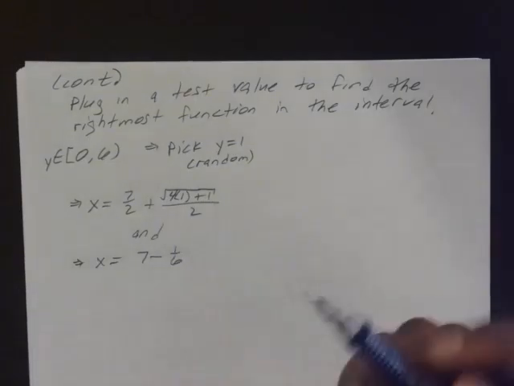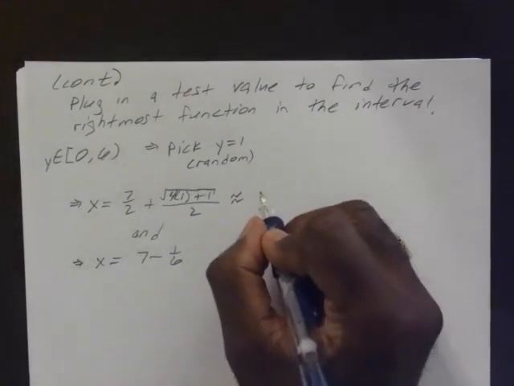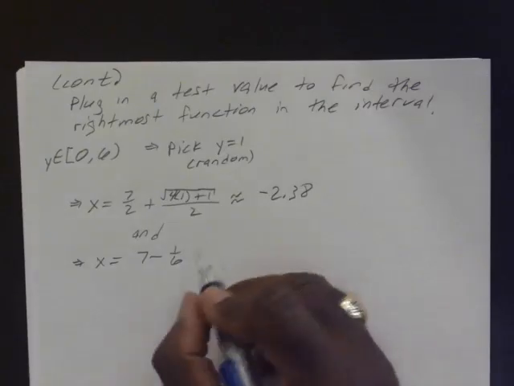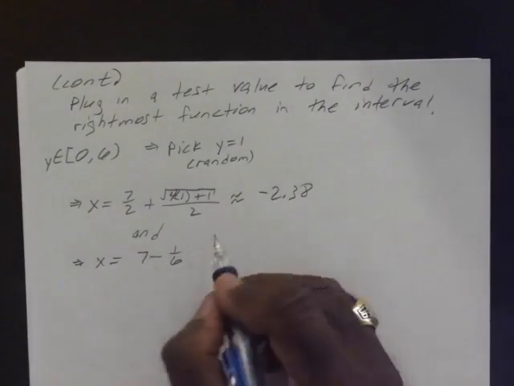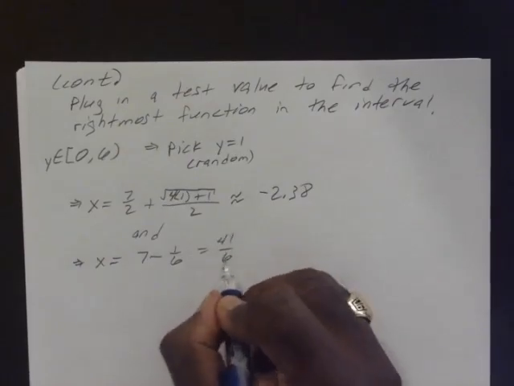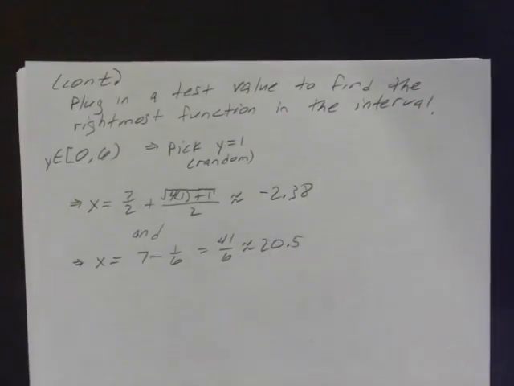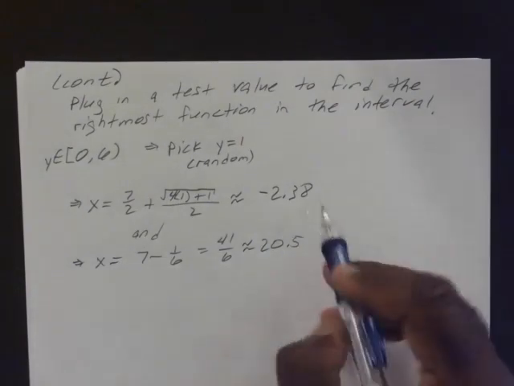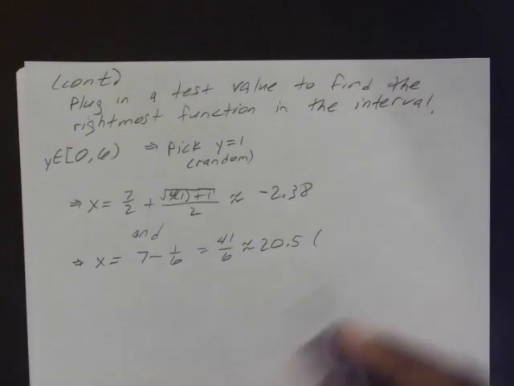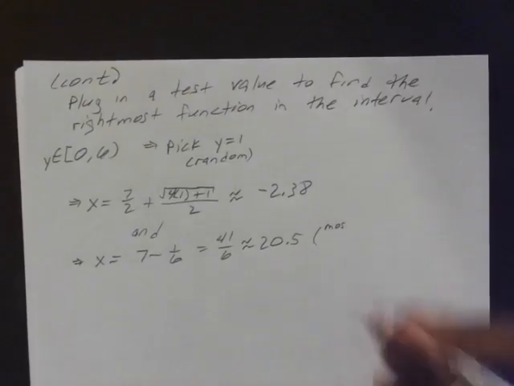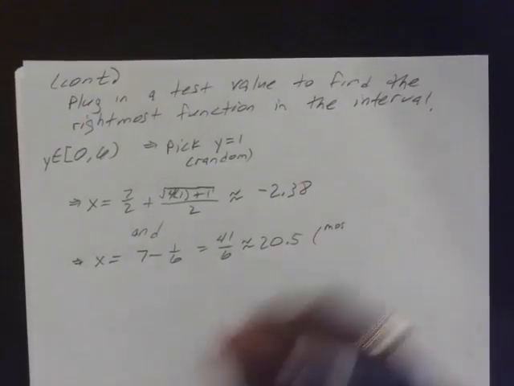If you plug this into your calculator, you end up with approximately negative 2.38. And this one you can do by hand, you end up with 41 over 6. But if you plug that into your calculator, you get about 20.5. So if you put these both on a number line, this would be the furthest right.